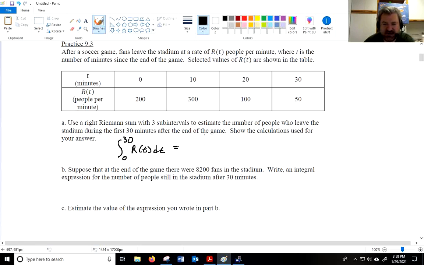We're going to use 3 subintervals and a right Riemann sum. Okay, so 1, 2, 3 subintervals. Okay, this rectangle has a base of 10 and a height of 300.